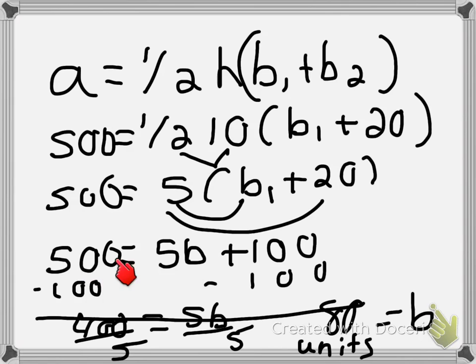Now this is a simple equation that you should all be very good at solving now. I'm going to subtract 100 on both sides. It's going to give me 40 equals 5b. I'm going to divide by 5 on both sides, and that is going to give me b equals 80.